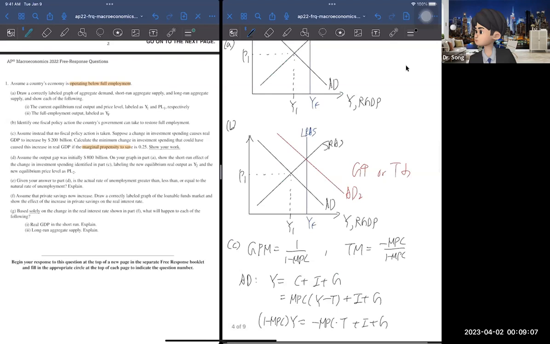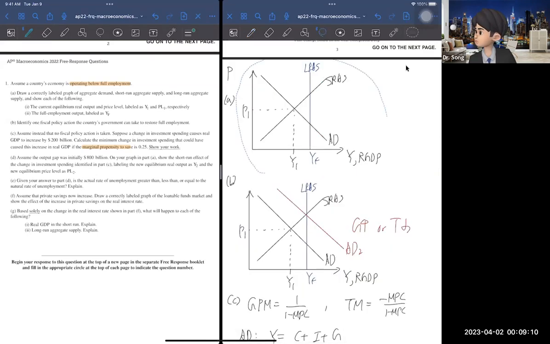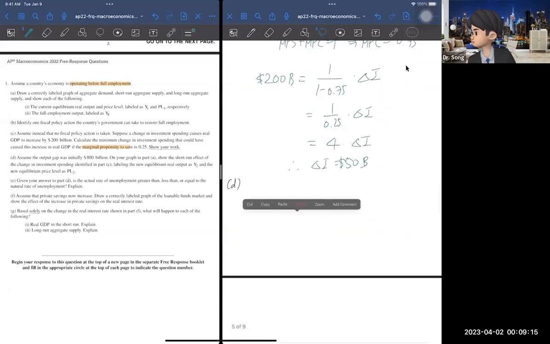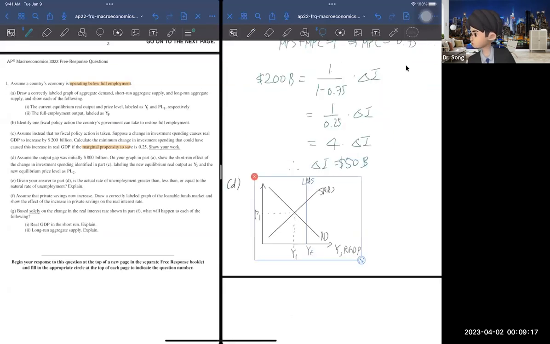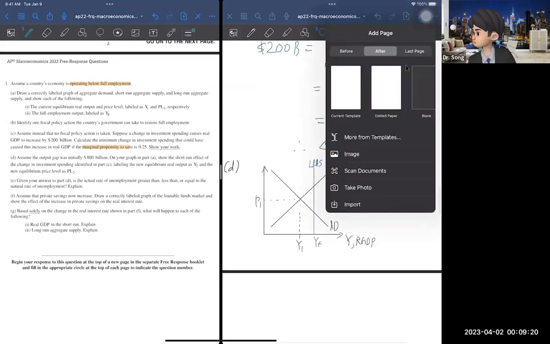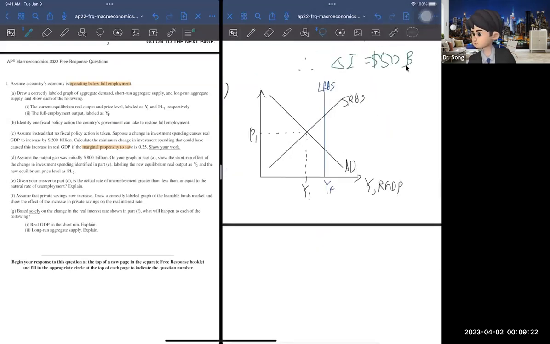So let me copy and paste this graph, and then we're going to reuse it. Let me copy and paste here. I need some space. Also, let me make it a little bit smaller. All right. So given that the question says the gap is $800 billion, between Y1 and YF, that is an $800 billion gap. So this difference from here to there is $800 billion. Let me denote it this way: YF minus Y1 is the $800 billion.